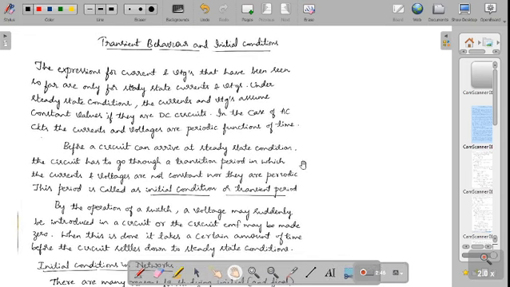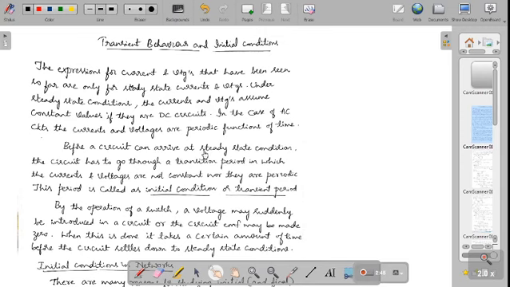It is given over here that the expressions for current and voltage that have been seen so far are only for steady state current and voltage under steady state conditions. So the current and voltage assume constant values if they are DC circuits. In the case of AC circuits, the current and voltages are periodic functions of time. So this is regarding the power supply. It can be a DC power supply or an AC power supply.